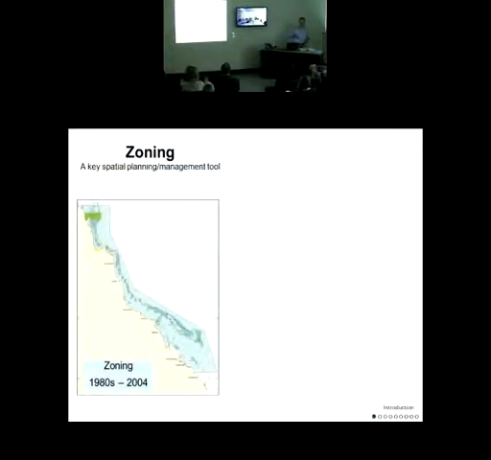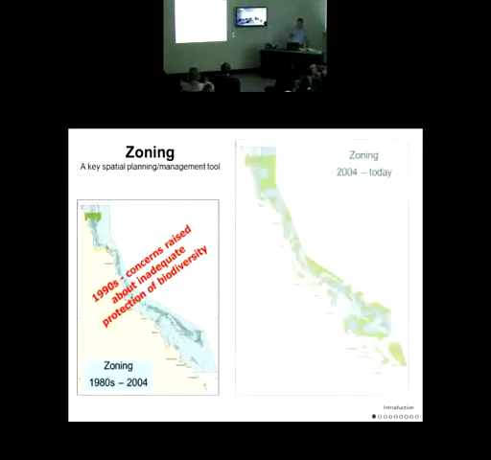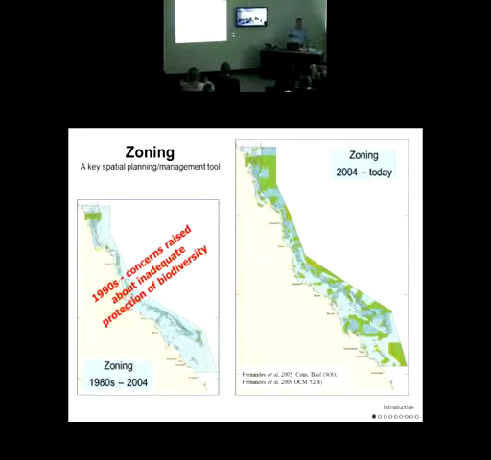The zoning has long been regarded as one of our key tools for managing the area. It's a key spatial tool, and many people are aware of it. So the zoning started in the 1980s, and through to 2004 it looked like that. But in the late 1990s, we recognised that the zoning that existed for the Great Barrier Reef wasn't actually doing what it was intended to do. It wasn't protecting the biodiversity of the Great Barrier Reef. And so today we've moved to a zoning plan that looks like that.